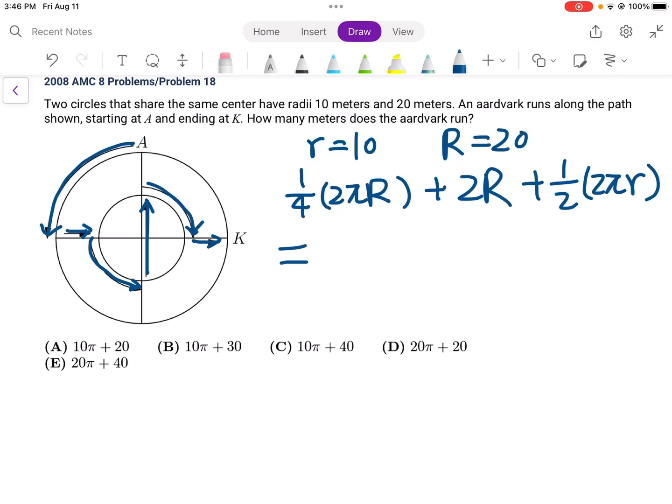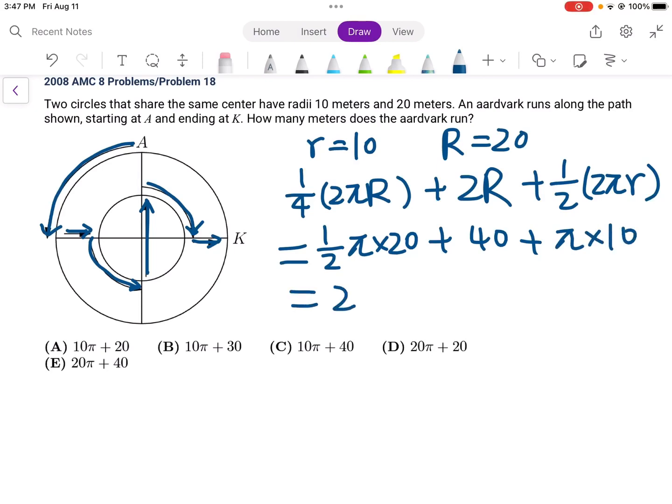So we substitute capital R and lowercase r into this. We can get that it's 1/2 pi multiplied by 20 plus 40 plus pi multiplied by 10, and that is 20 pi plus 40. Therefore, the answer is E.